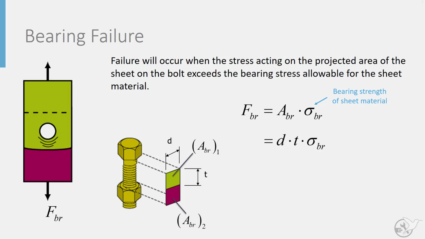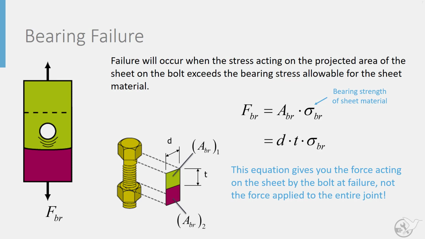In this simple case, our bearing area is the diameter times the thickness, and then we would multiply that by our bearing strength of the sheet material. Now, it's important to realize that this equation gives you the force acting on the sheet by the bolt at failure, and not the applied force to the entire joint. It's only looking at a single bolt. So you will have to then look at the load path and figure out how many bolts transmit the load from one plate to another, and multiply this force by that appropriate number to get the failure force for the entire joint. And we'll look at this a little bit later when we do an example problem.